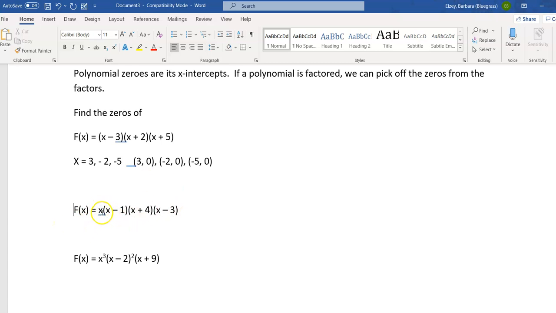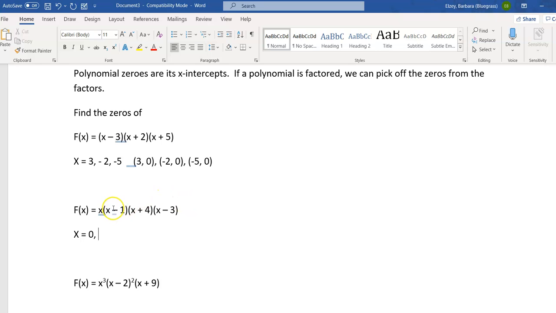Now, notice this x sitting out in front doesn't have anything added or subtracted from it, but it really does. It really has a 0 added to it or subtracted from it. It's just that we don't write x plus 0 or x minus 0. So if we see just an x by itself, the 0 that goes along with it is 0. And of course, we can't change the sign on 0. 0 has no sign, so we just get 0.